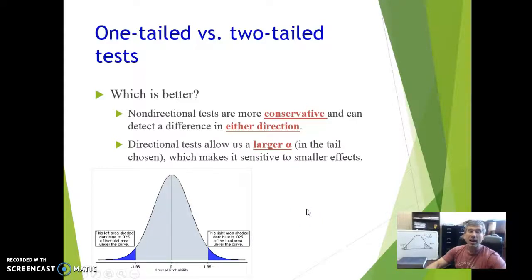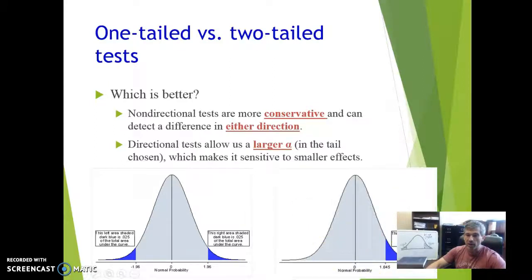Directional tests don't change alpha, but they concentrate it in the tail that you chose, so it gets a little bit bigger. And if you look at this actual threshold score, or the numbers, the percentage here, you can see that it gets a little closer to the mean. So it's a little easier to reject the null.